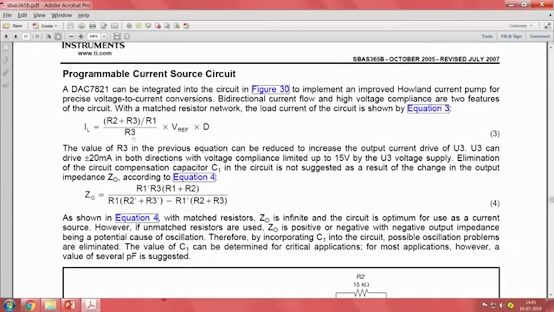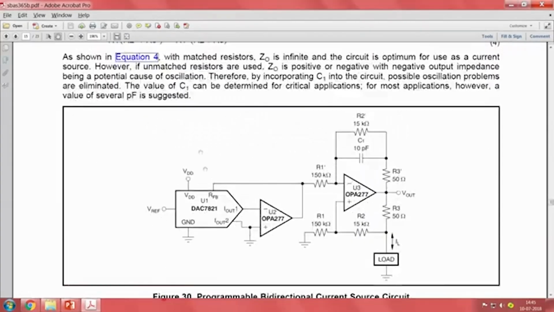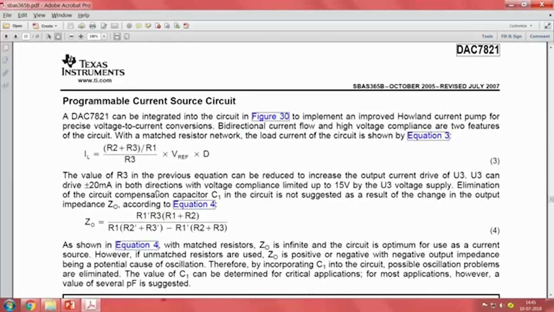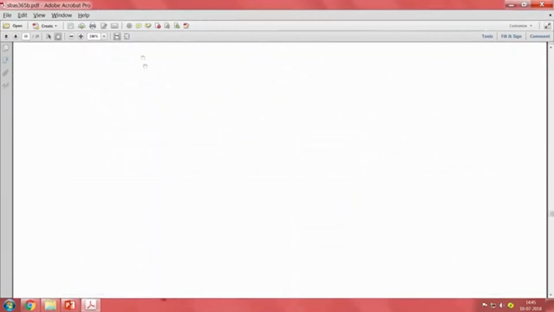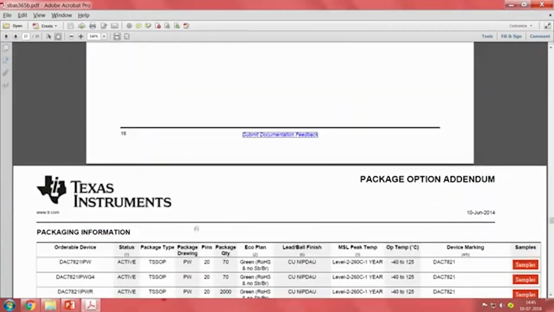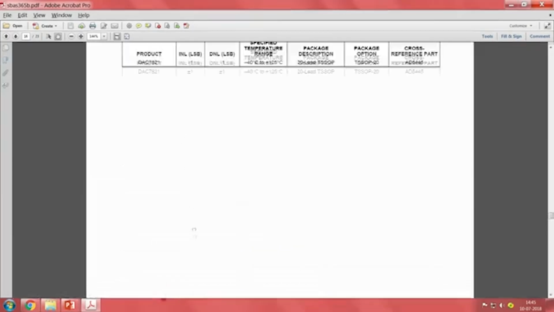Okay. See another one, there is a programmable current source circuit. So if time permits in the course, we might even go through one of these circuits with the board. Okay, then parallel interface. So that is all. With this the datasheet almost gets over.